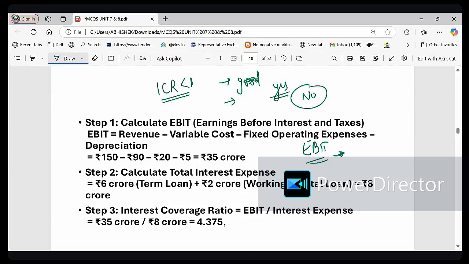So if ICR is less than 1, what does it mean? It means the bank will not extend the loan. Why? Because the position is not good for that particular company. Right, that is the point.